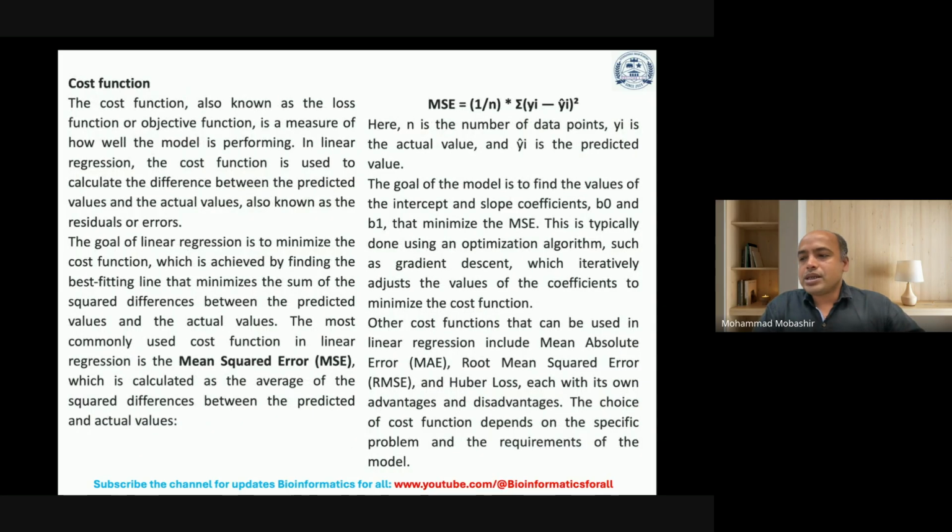Now, what is cost function? The cost function is also known as error function, loss function, or objective function, which is a measure of how well the model is performing. In linear regression, the cost function is used to calculate the difference between the predicted values and the actual values, which is also known as residuals or errors. The goal of linear regression is to minimize the cost function, which is achieved by finding the best fitting line that minimizes the sum of squared differences between the predicted values and the actual values.